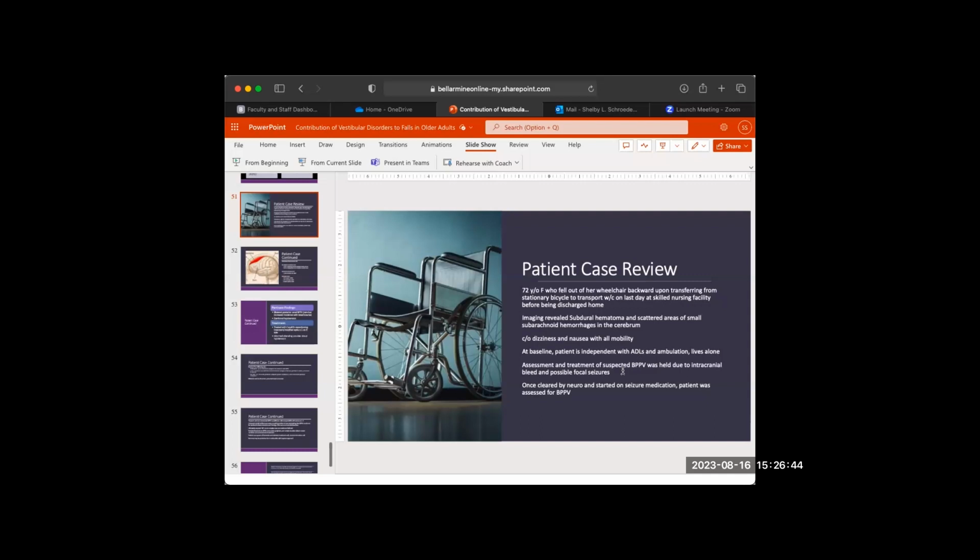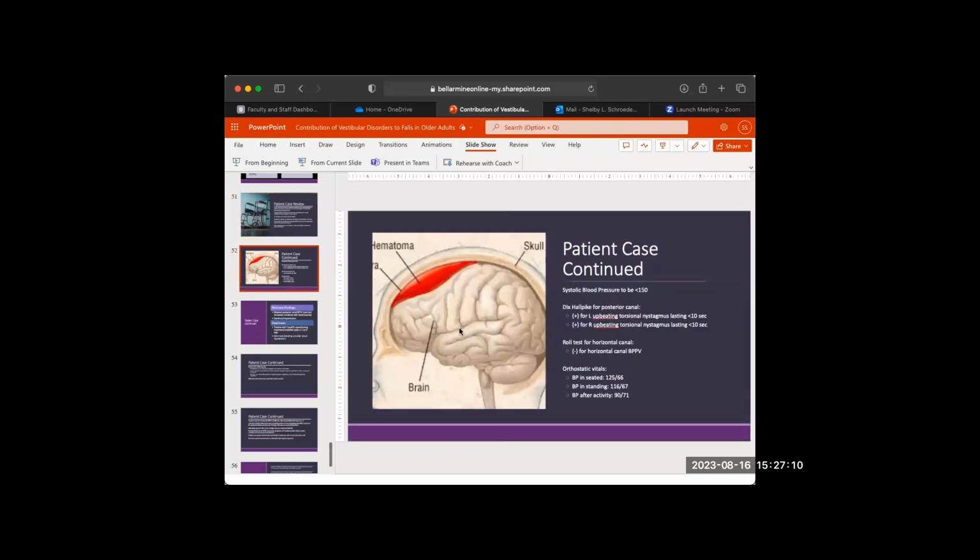At baseline, she was independent, lived alone, and there was some suspicion by the medical team that she had BPPV based on her symptoms, on top of the subdural hematoma and the subarachnoid hemorrhages that she had. So she actually ended up having some focal seizures throughout her stay. When she was started on seizure medication and cleared by neuro, the patient was assessed for BPPV. So her blood pressure had to be under 150. So we monitor blood pressure anyway, but we definitely monitored it with her.